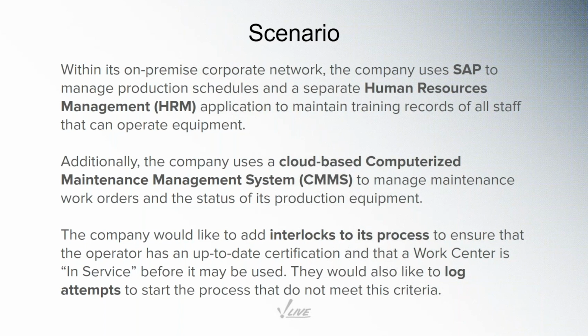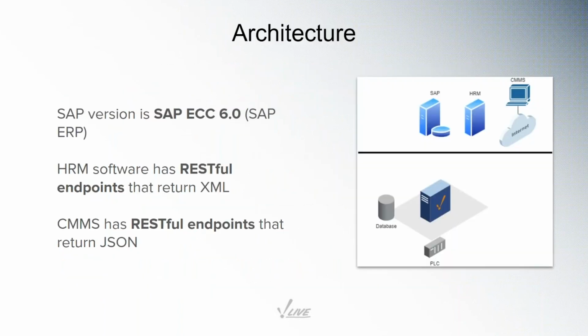And so ultimately, their goal is to add interlocks to the process to make sure that the operator A has an up-to-date certification before they're allowed to work on equipment, and B, that the work center itself is actually in service before it's allowed to be used. And then if neither of those is the case, they want to essentially log the attempt and make note of it so that they have a record when they go back to look at what happened. Oh, okay, I see, the operator shouldn't have been using this, or the equipment shouldn't have been in service, to kind of troubleshoot some of these and also prevent them from happening in the future. So this is kind of what this looks like.